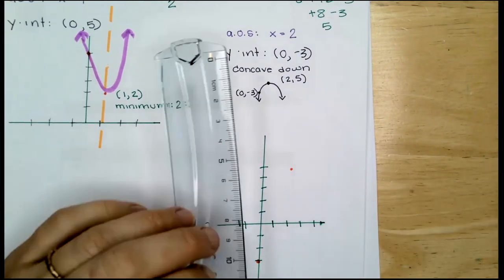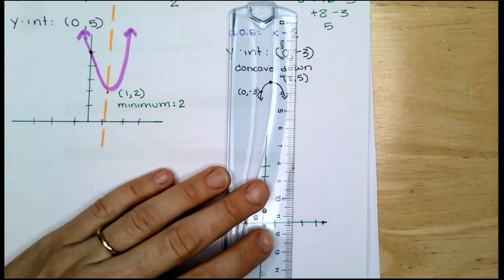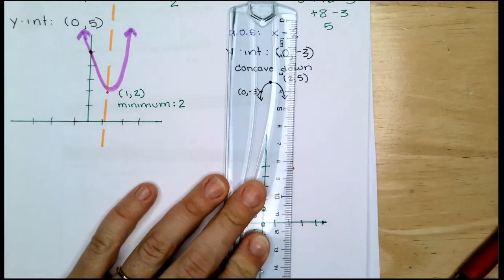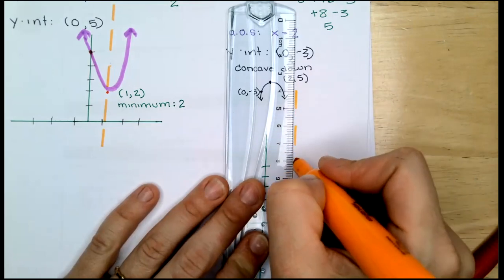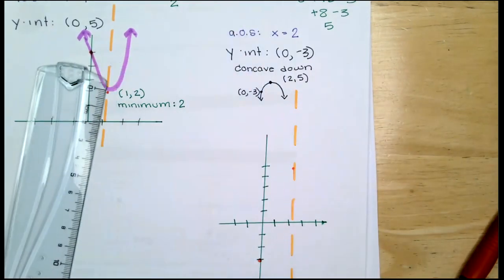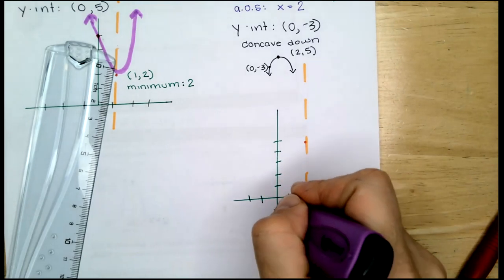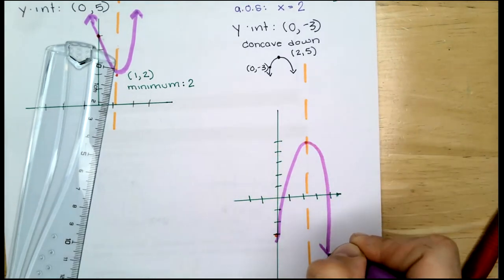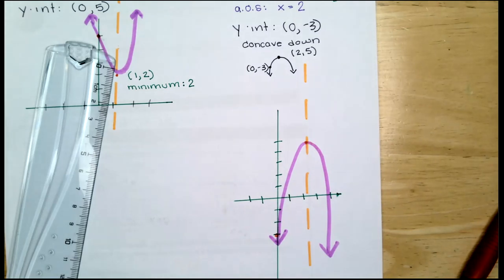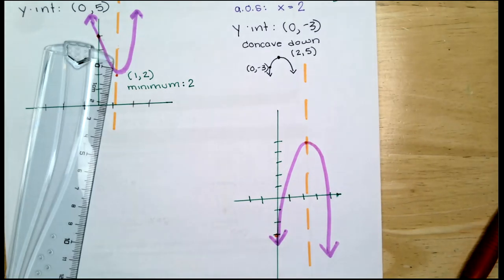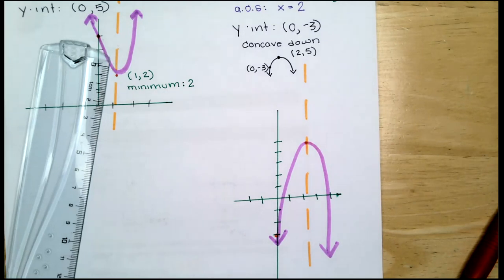My axis of symmetry is also positive 2. x equals positive 2. So I'm just going to put a line through x equals positive 2. Good. There's my graph. Identify the vertex, identify the axis of symmetry and the y-intercept, and then graph it. 2, 5, 0, negative 3.